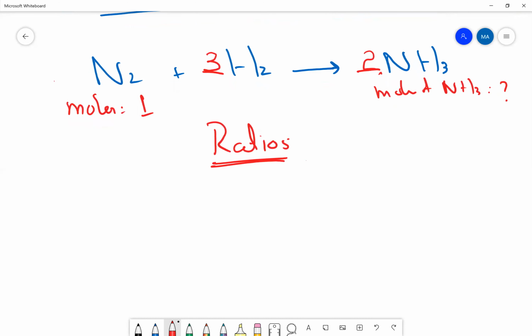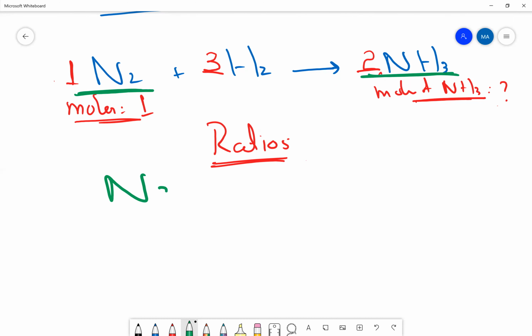Look, you have a 1 here with nitrogen, right? And you have a 2 with NH3. And you're asked to figure out the moles of NH3 based on the moles of N2. So first of all, understand the quantities that you're dealing with. You're dealing with nitrogen and NH3. Let's write it down. N2 ratio NH3. Clear up till now? Yes.